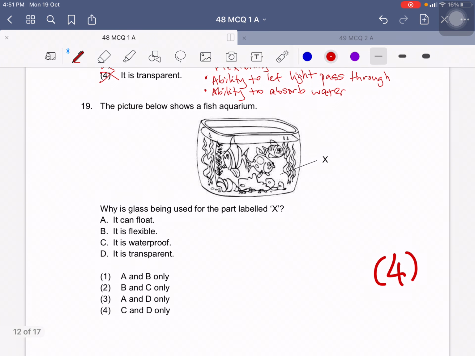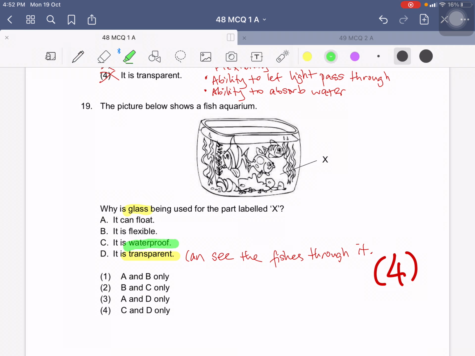Okay, question 19. Now you have a fish aquarium. So why is glass being used for the part labeled X? Now glass, we know that first of all, this glass is transparent, so that we can see the fishes through it. Alright, and we also know that it is waterproof.